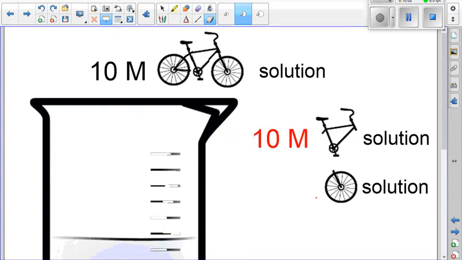Now, do I know how many moles exactly bike seats are in there? No, but I know that there will be 10 moles of bike seats for every liter of that solution. So maybe I don't have a whole liter, maybe I got 20 liters. I know that the ratio, the concentration will be 10 molar. What will be the concentration of my wheels? You got it. Okay. Not so bad.